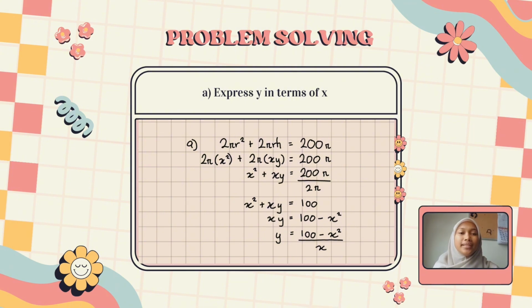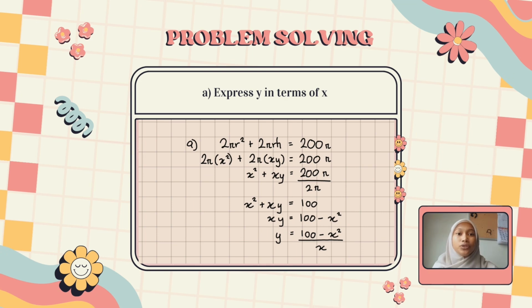We must use the cylinder surface area, which is 2 multiply pi multiply radius square plus 2 multiply pi multiply radius multiply height equal to 200 pi. In this question, we must replace the radius and height, which is 2 multiply pi multiply x square plus 2 multiply pi multiply x multiply y equal to 200 pi.